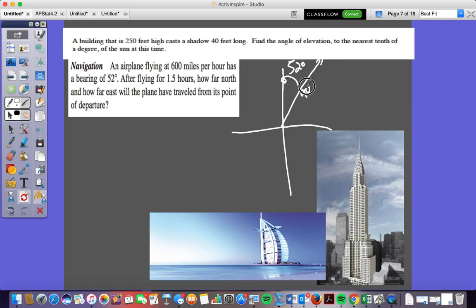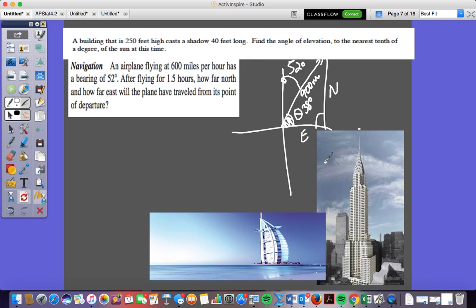But same idea, 900 miles. And then it goes what? It goes north. It goes east. Is that better? Yes, that's better. Here's the angle, and we're trying to find how far north and east we went. So if this is 52 degrees, what is theta? 38 degrees, good. And what would we do in order to solve for north and east?